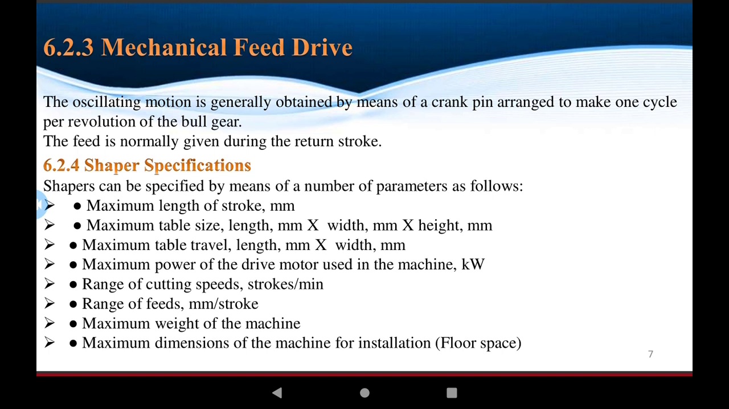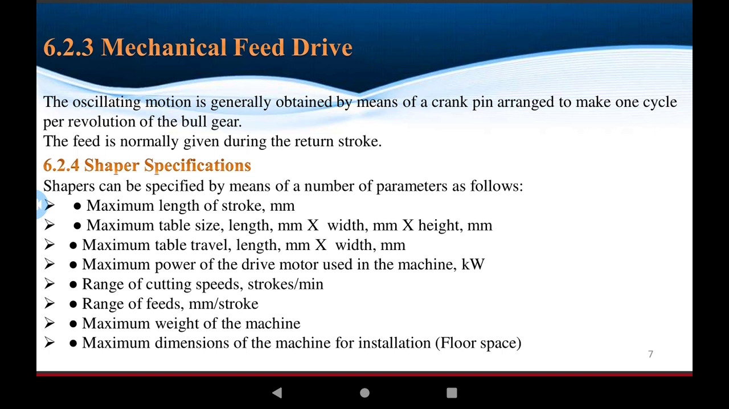The oscillation motion is generally obtained by means of a crank pin. The crank pin is also used for fixing the pulley on the shaft. The key is used for very hard holding of the shaft in the pulley. This is generally obtained by means of the crank pin arrangement to make one cycle per revolution of the bull gear.